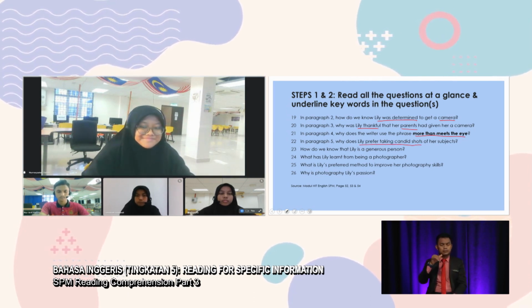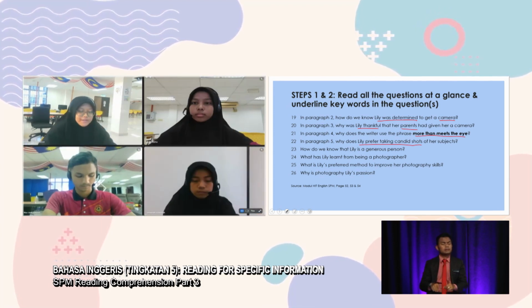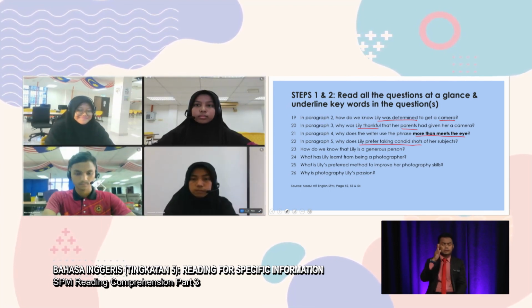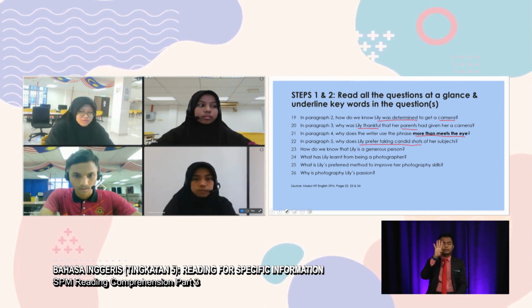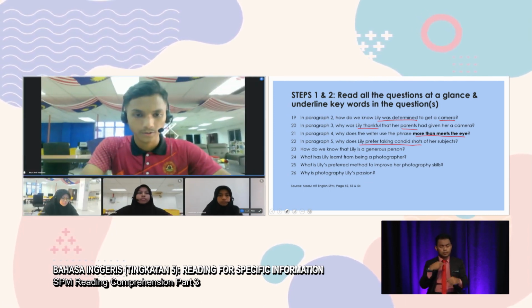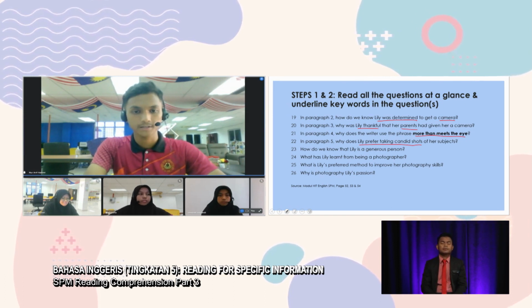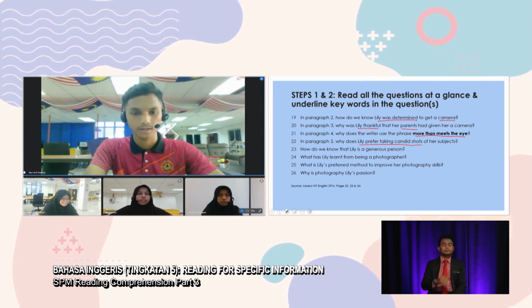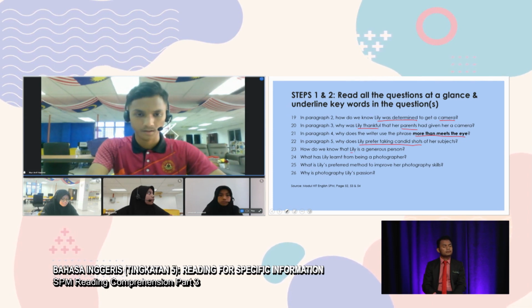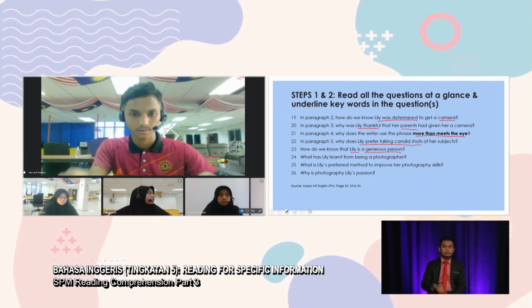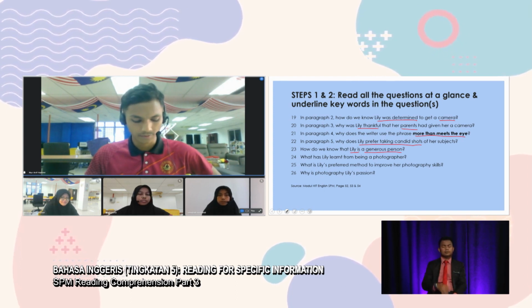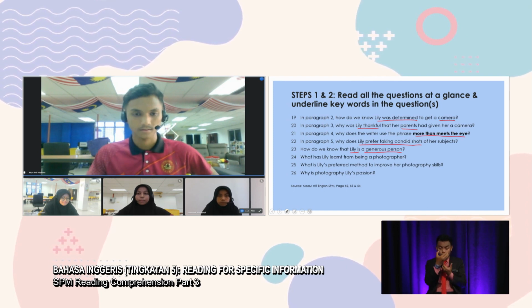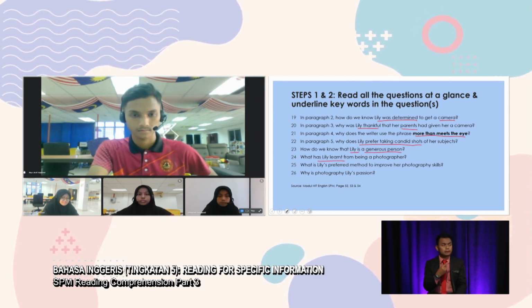Okay, thank you, Rashada. Next, we are moving on to questions 23 and 24. Can I get someone to do this? Yes, teacher. Okay, Arif. How do we know that Lily is a generous person? The keyword is generous person. Okay, Lily is a generous person. Number 24. What has Lily learned from being a photographer? The keyword is what has Lily learned? What has Lily learned? Okay, thank you, Arif.